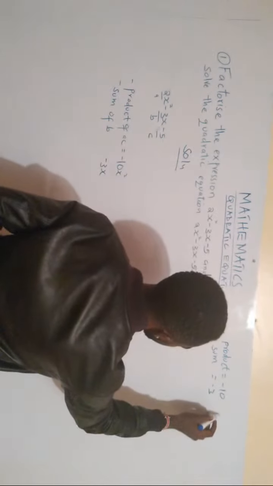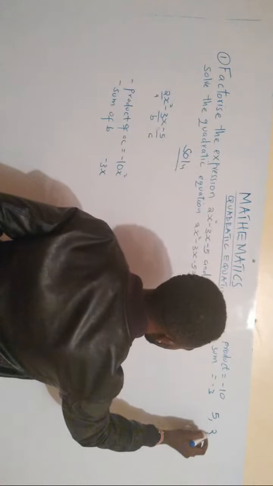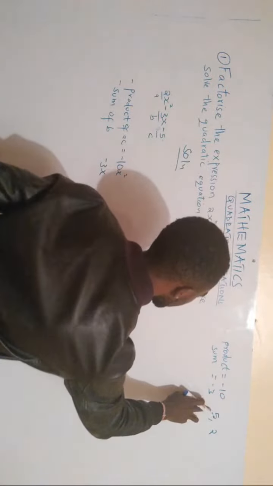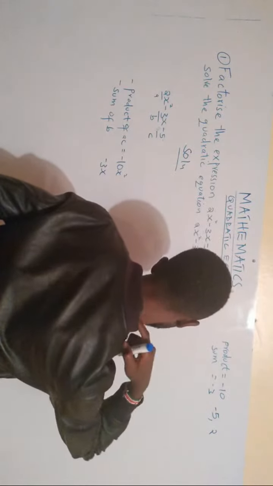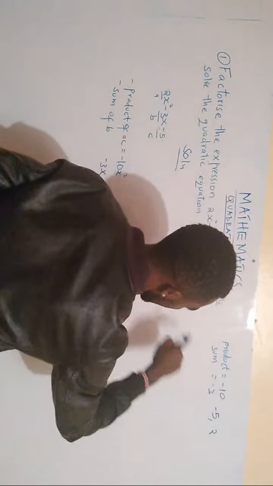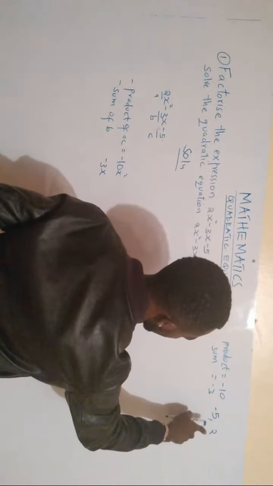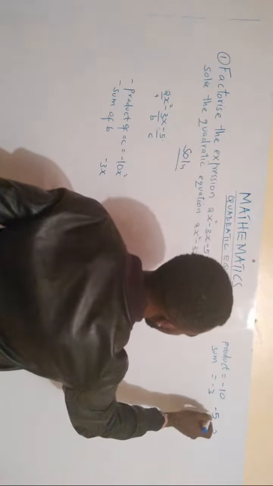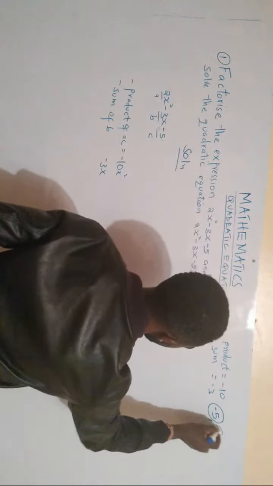So two numbers. We can have 5 and 2. If you make the 5 negative, then negative 5 multiplied by 2 is negative 10. Then negative 5 plus 2 is negative 3. So the two numbers, you can say comfortably, are negative 5 and 2.